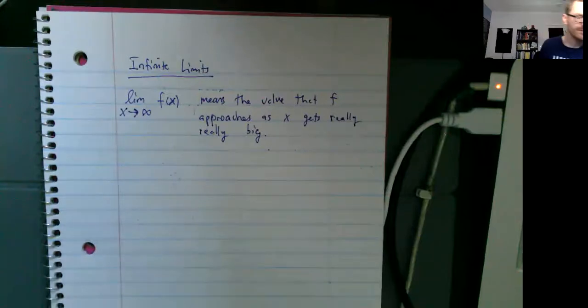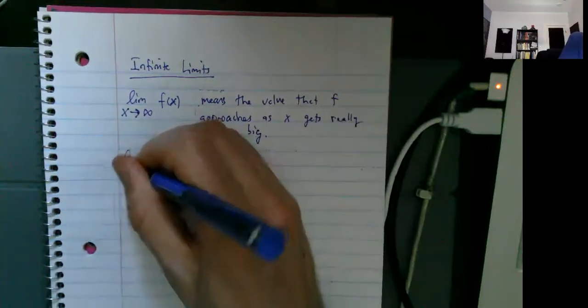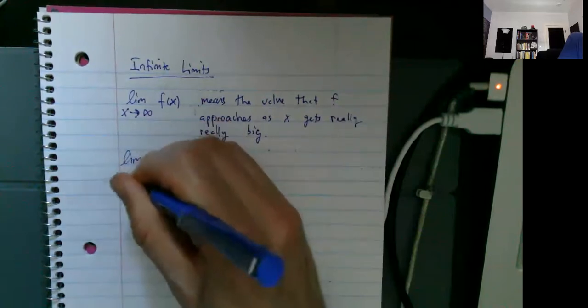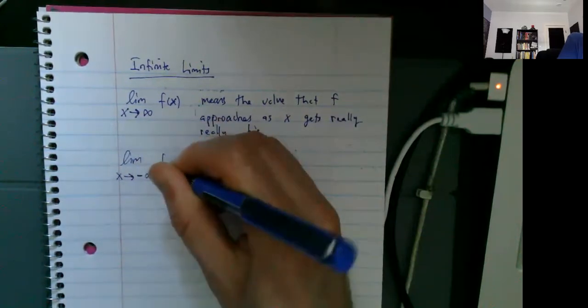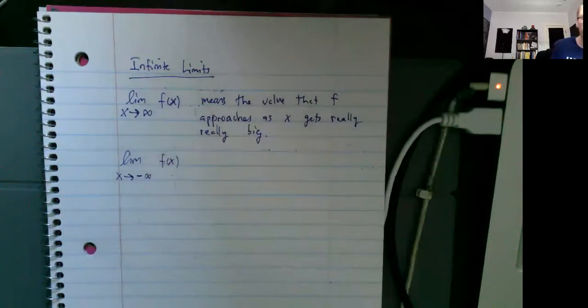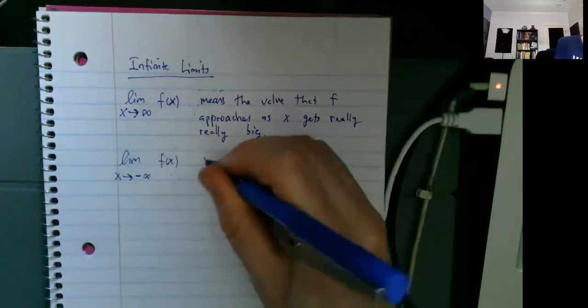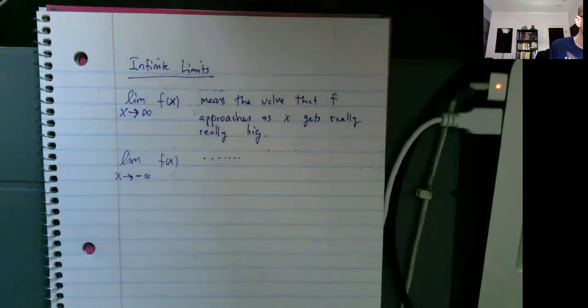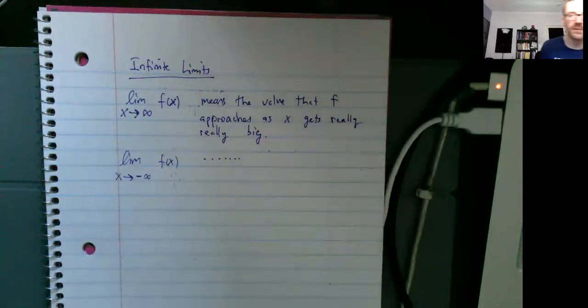But I should also mention that we sometimes look at the limit as x goes to negative infinity. As you can probably imagine, that's the same thing, except you're asking essentially what happens as x becomes a really, really, really big negative number, like negative 100, negative 1,000,000, negative 1,000,000,000. So it's pretty much the same thing, just as x becomes a really big negative number.